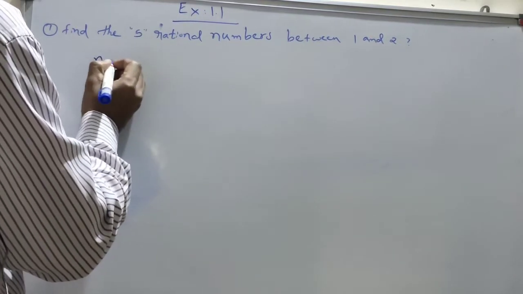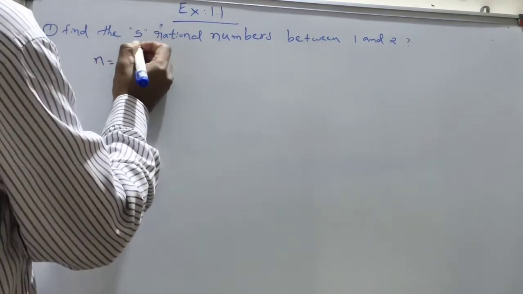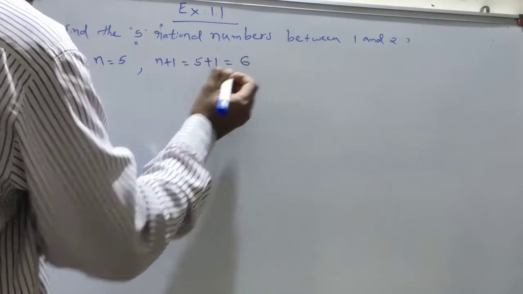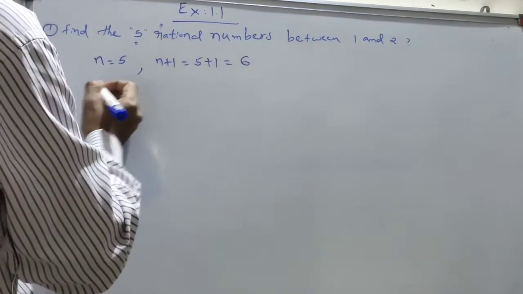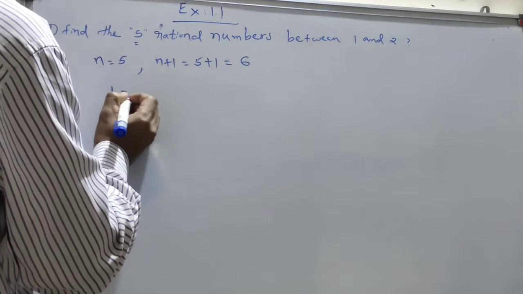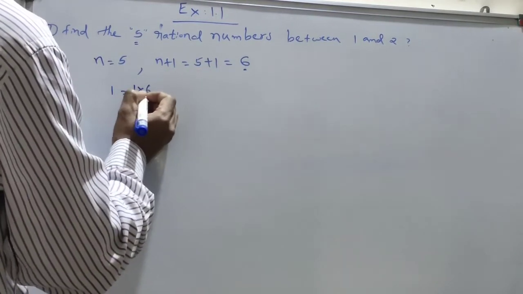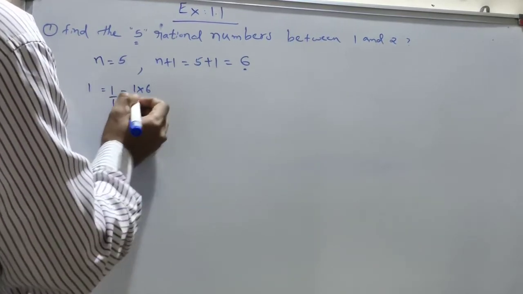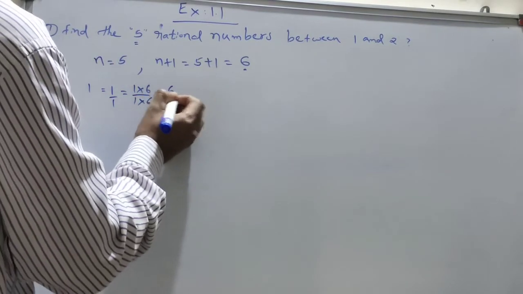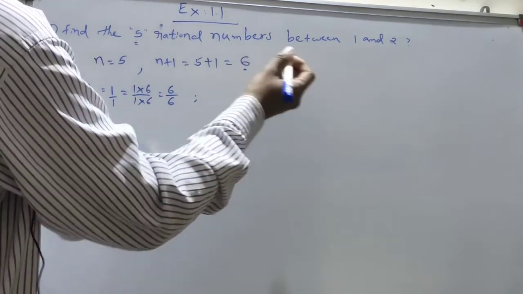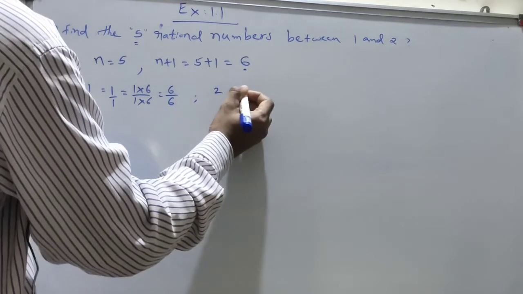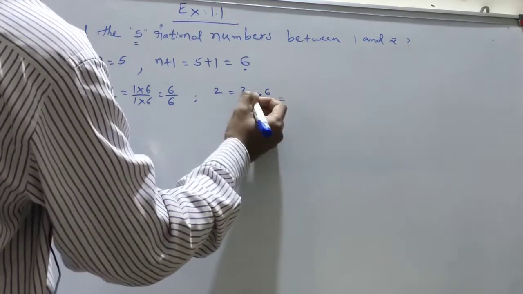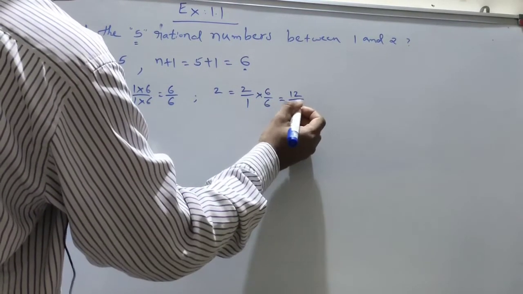So here we have the number of rational numbers, 5. Then immediately find n plus 1, that is 5 plus 1 is equal to 6. So first take the 1 and multiply it by 6. 1 we can write as 1 by 1, so 1 into 6 by 1 into 6, that is simply 6 by 6. And the next number 2 can be written as 2 by 1, multiplied again by 6 in numerator and denominator, that is 2 into 6, 12 by 6.